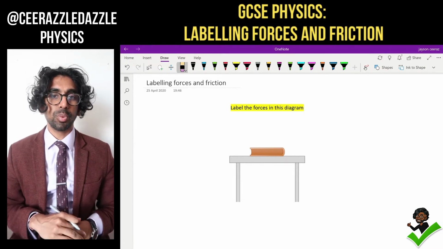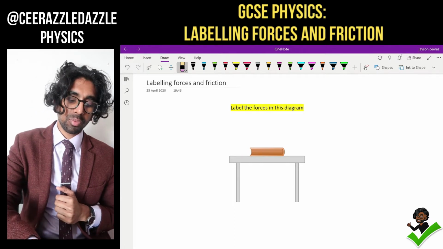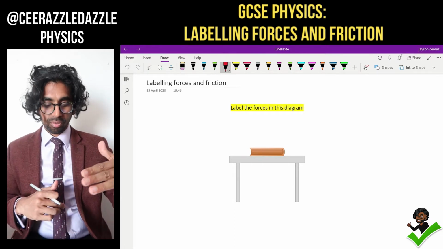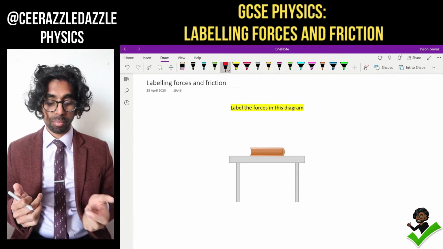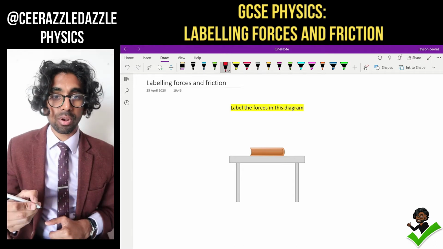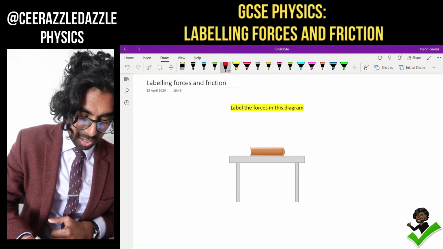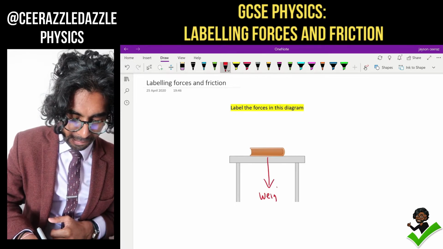In today's session, we're going to be talking about labelling forces and friction. So we'll start off with the following. We've got a book resting on a table here. Let's say you're asked to label the forces acting upon the book. Well, we know that the weight will be acting downwards, so I can use an arrow to represent the force. So here we go. The weight is going down here.